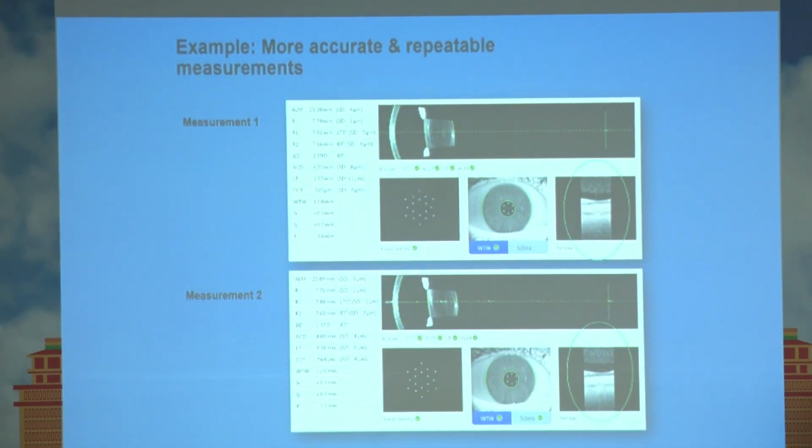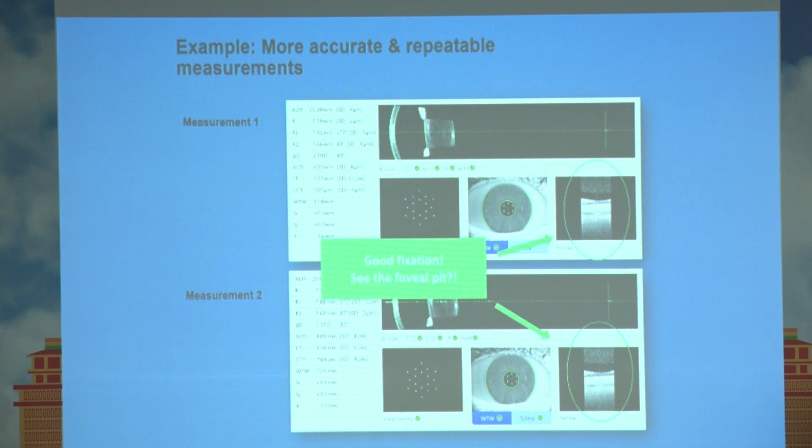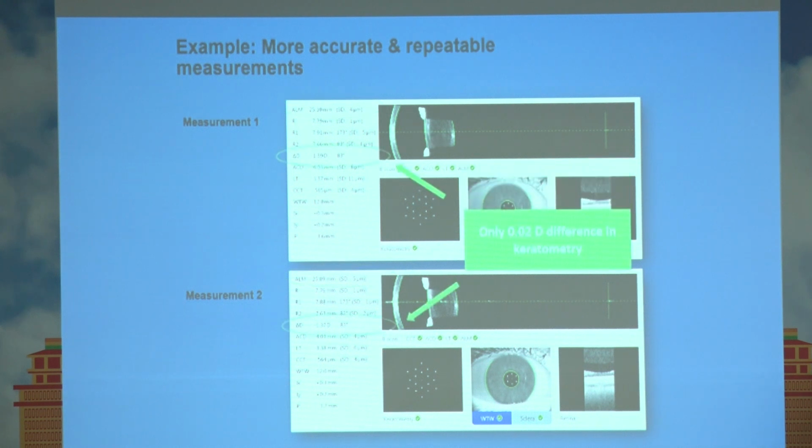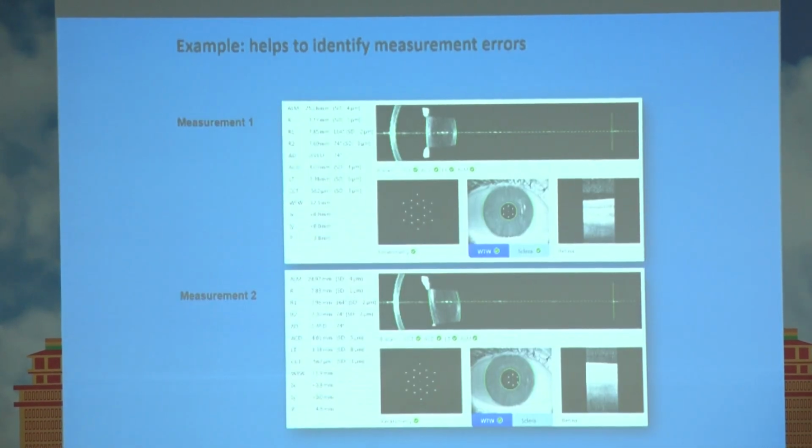So I'll just show you how exactly, with a good fixation, always look for the foveal pit. If you see the axial length measurement, there is only a 10 micron difference in the axial length and only 0.02 diopter difference in the keratometry. This you have to always look into.